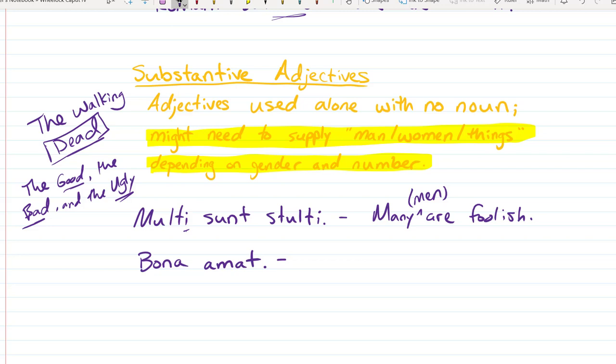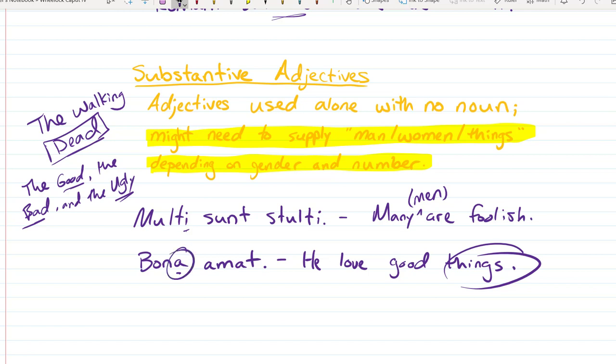Okay? If we said amat bona, T ending would be he, she, or it. He loves, and then he loves good. And that's all we have, bona, right? Because this is neuter and plural, we might want to say he loves good things, because it's neuter. And the Romans will do this a ton, where they just make something neuter, and nominative or accusative, plural, and it's meaning the word things in English. So he loves good things.